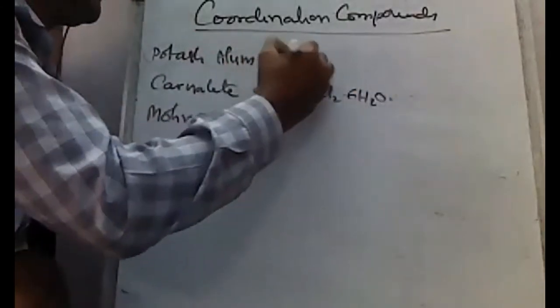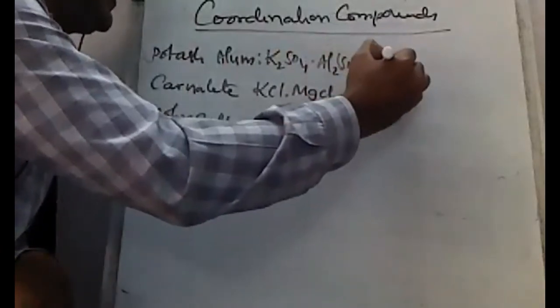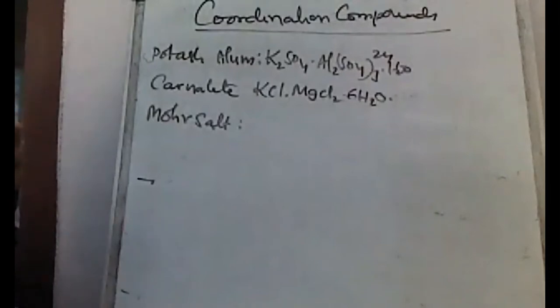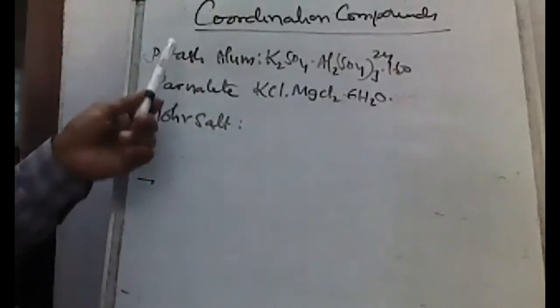Whereas potash alum means K2SO4·Al2(SO4)3·24H2O. Likewise, Mohr's salt is also a double salt. Here, these are some examples of double salts.